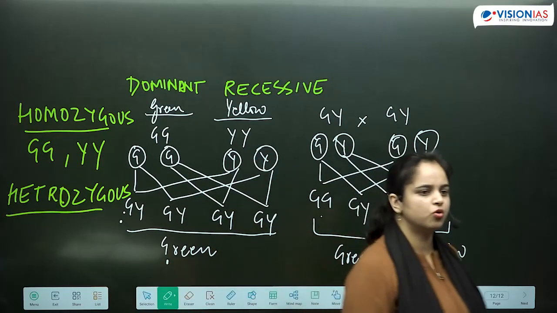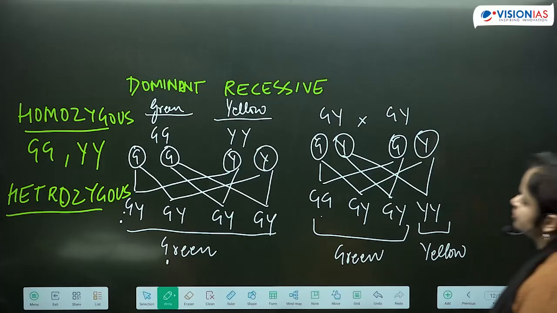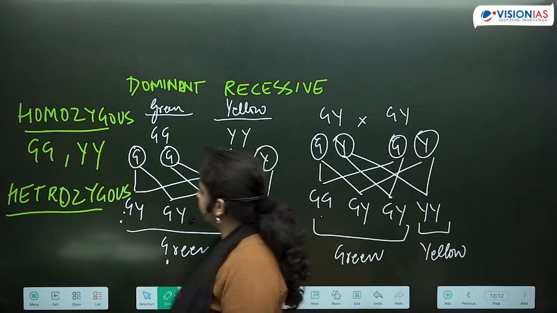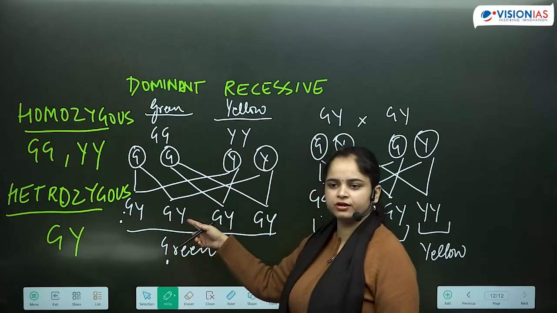Heterozygous when both the genes are different. Like in GY. One gene for green, one for yellow.